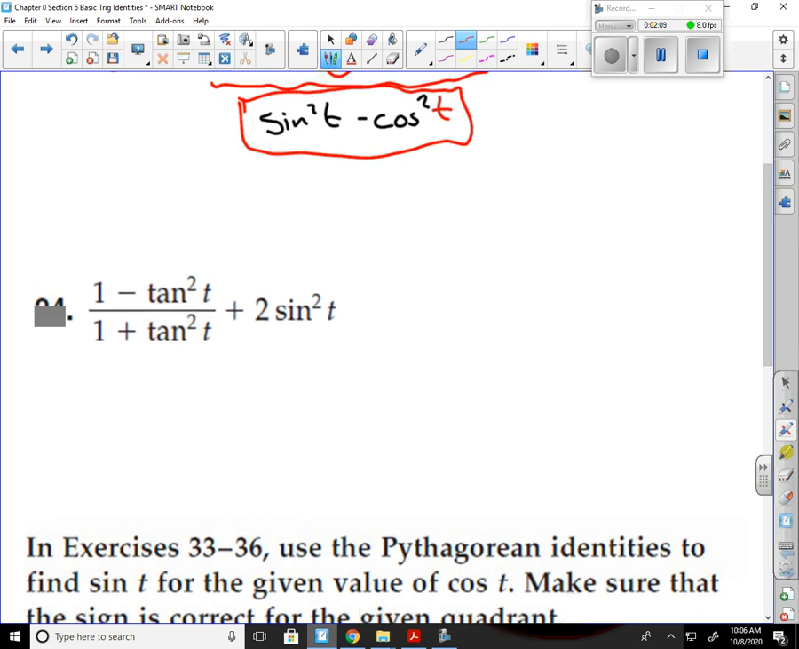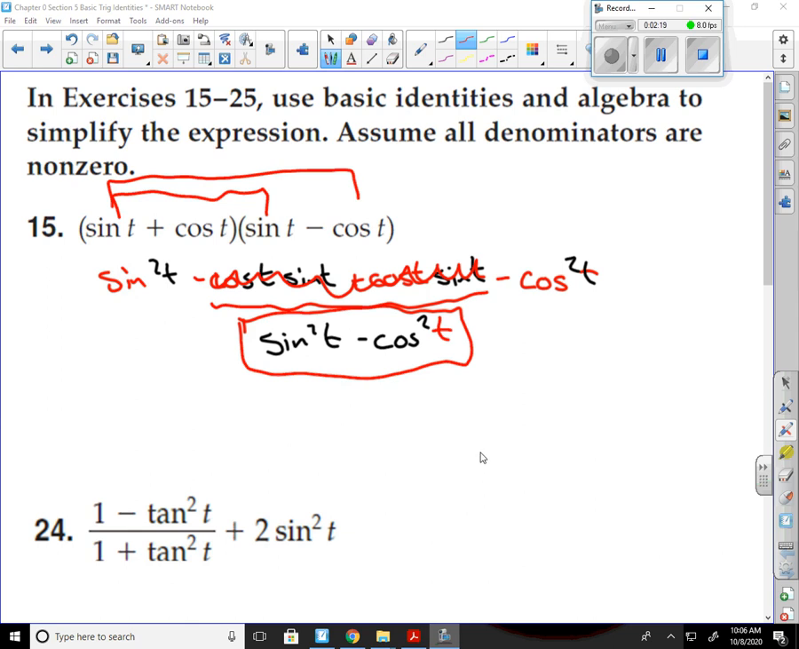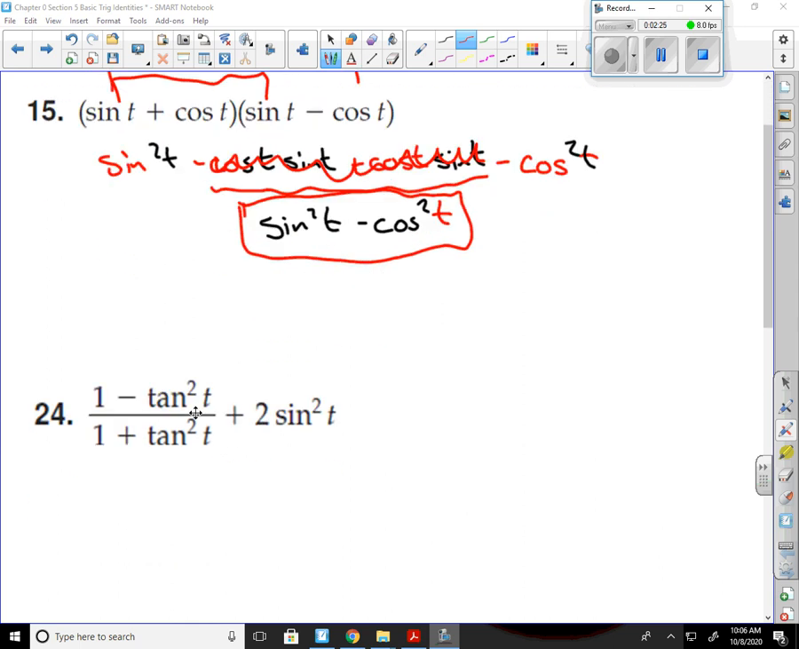If we look at number 24, it's a little different. I have 1 minus tan squared t over 1 plus tan squared t plus 2 sine squared t. So the first thing I'm going to do is look at my Pythagorean identities, or just at my identities in general. I'm going to look for 1 minus tan squared and 1 plus tan squared.